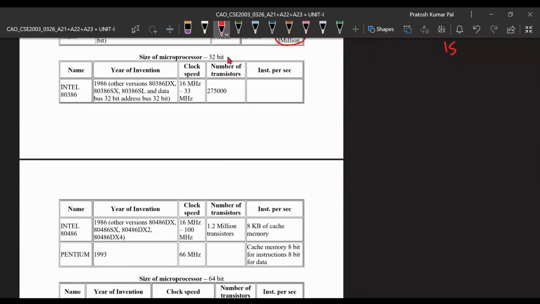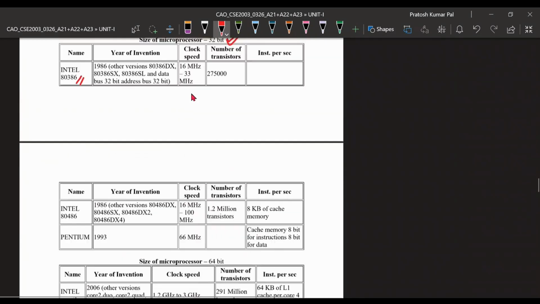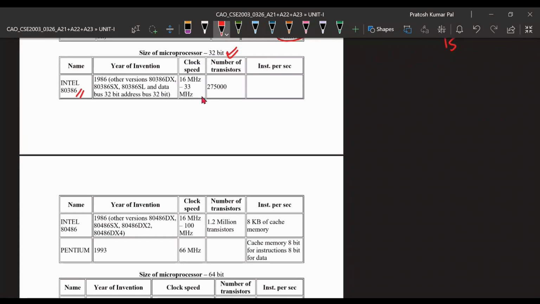So another one is 32-bit microprocessors. These are some of the 32-bit microprocessors that are there. You can just see the clock speed and the complexity in terms of the number of transistors it is going to use.